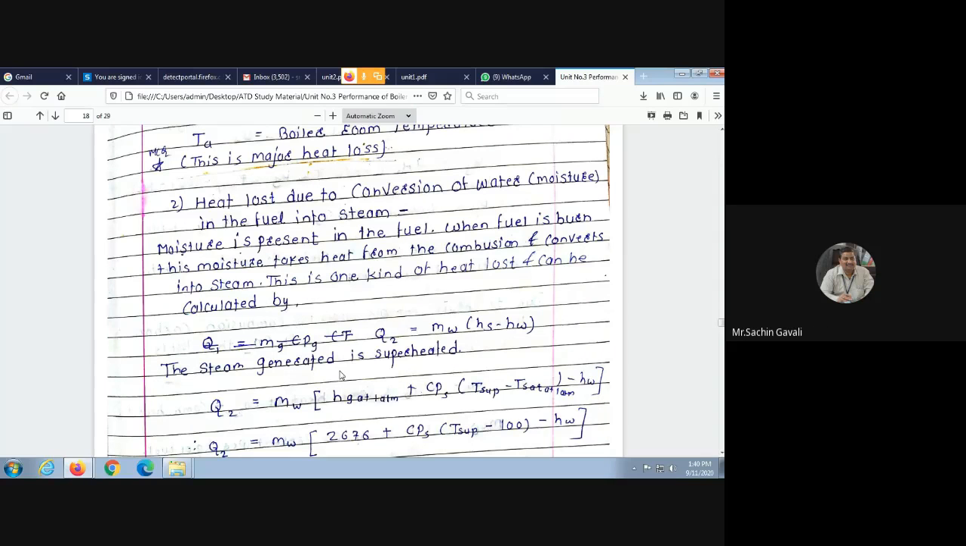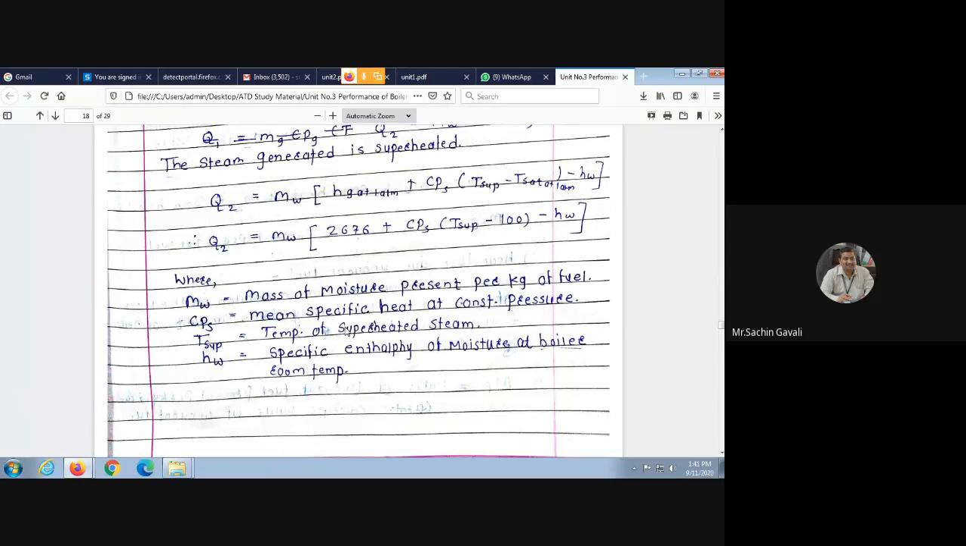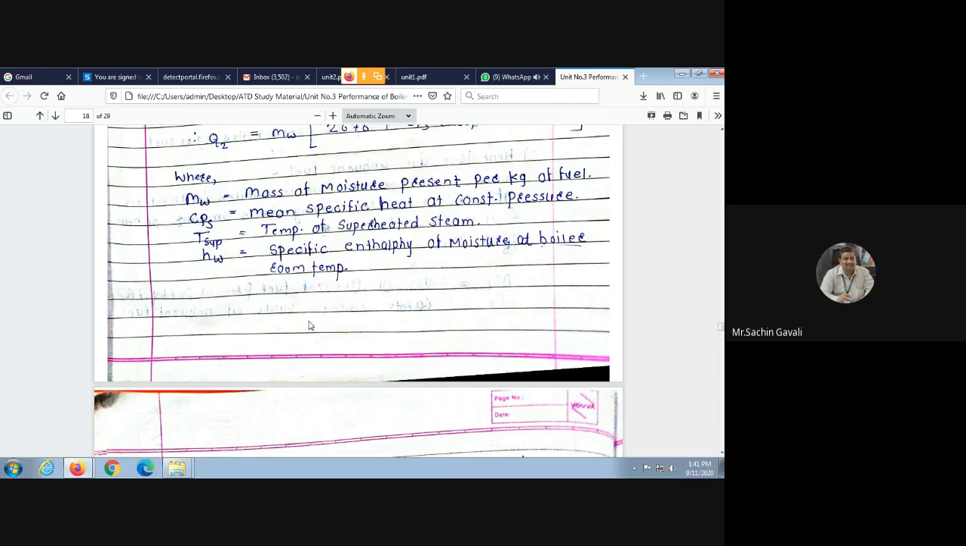Good. In that case, HW is taken at whatever the boiler room temperature is, because the moisture is present at that temperature, so we take that room temperature to calculate HW from the steam table. HF at feed water temperature is for the calculation of efficiency, etc. For calculating this loss, HW is equal to HF at boiler room temperature. MW was rightly mentioned as the mass of moisture present per kg of fuel, that is MW upon MF. Then Cp he mentioned rightly.